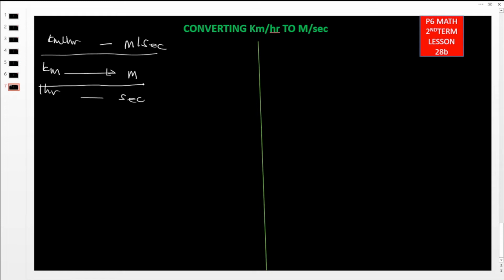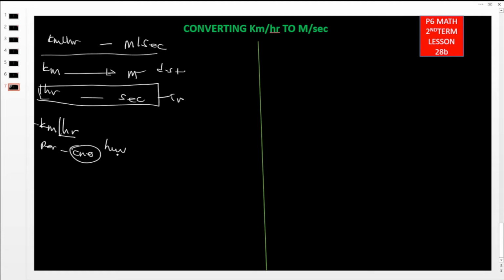We have to bear in mind that this is the distance and this is the time. When they say per, as in kilometers per hour, it means certain kilometers are given per hour, so per means for every 1 hour. We have to bear this in mind.